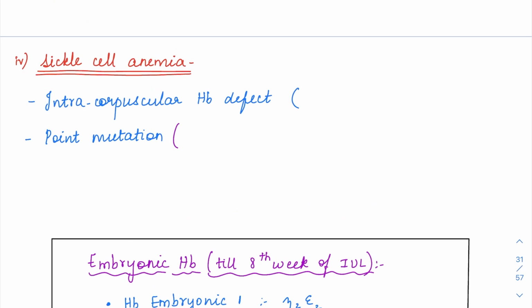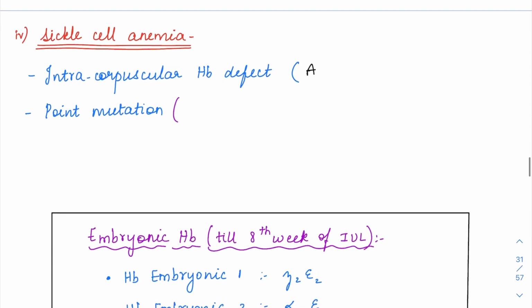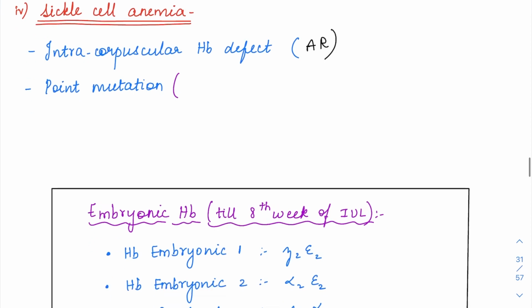Next we'll see about the various hemoglobinopathies which can result in hemolysis, intracorpuscular hemoglobinopathies, right? This is an autosomal recessive condition. HS was autosomal dominant, G6PD was X-linked recessive, while sickle cell anemia and thalassemia are going to be autosomal recessive.